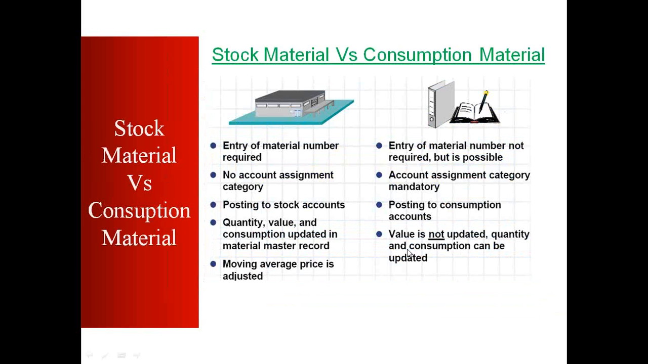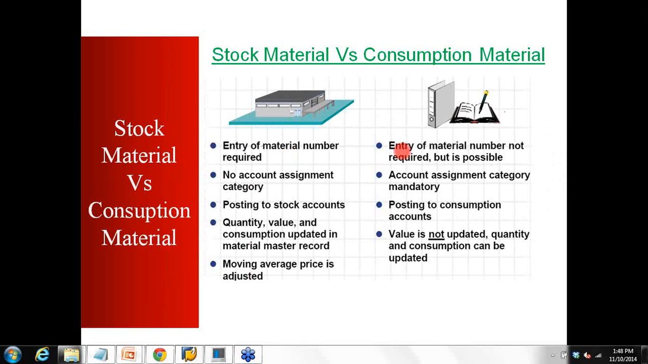Now we'll do some comparison between the stock material and consumption material. Now you understand how the consumption material works from the purchasing side of SAP. On the left hand side you have stock, on the right hand side you have consumption material. For stock material, entry of material number is required. We need to maintain the material master record. But for the other one, entry of material number is not required, but it's possible. That means we can maintain the material master as well. But if we don't have a material master, we still can do the purchasing by typing a text here.